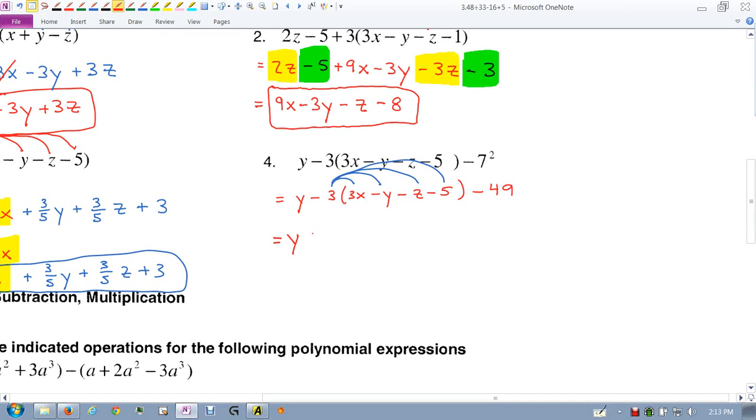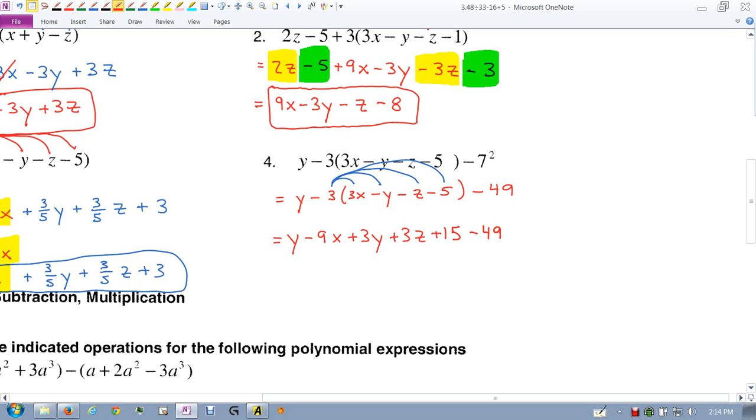So y, I'll have negative 9x plus 3y plus 3z plus 15. And I do not need the parentheses anymore, right? That's the whole reason the distribution occurs, because it removes the parentheses. But I still have the minus 49 out here.